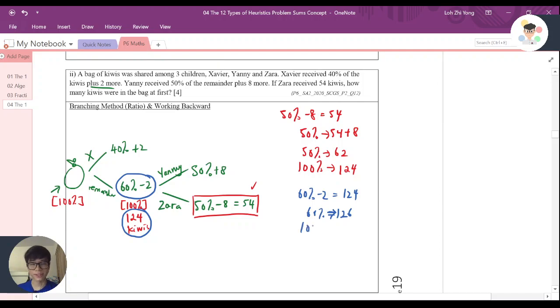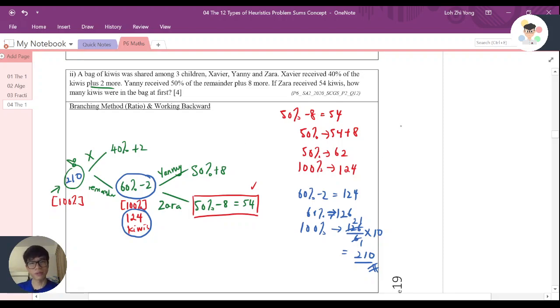So if I want to know what is 100%, what I need to do is use 126 divided by 6 times 10. So if we simplify, it will be 21 times 10. Then you will get the answer, which is actually 210. And here basically 100% of it is 210. And that's the answer if you use the branching method.